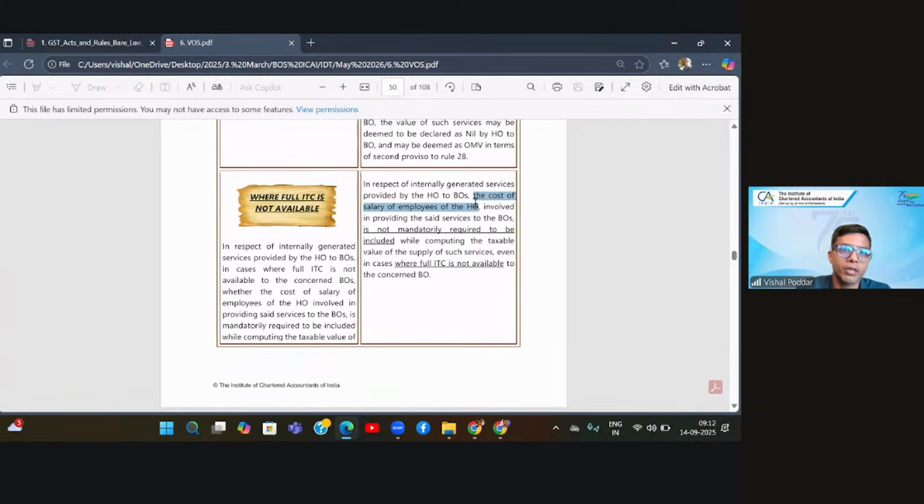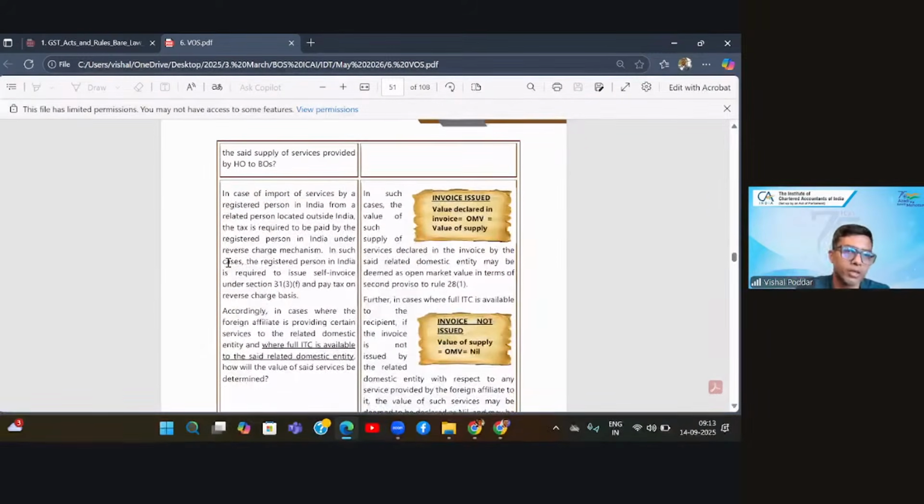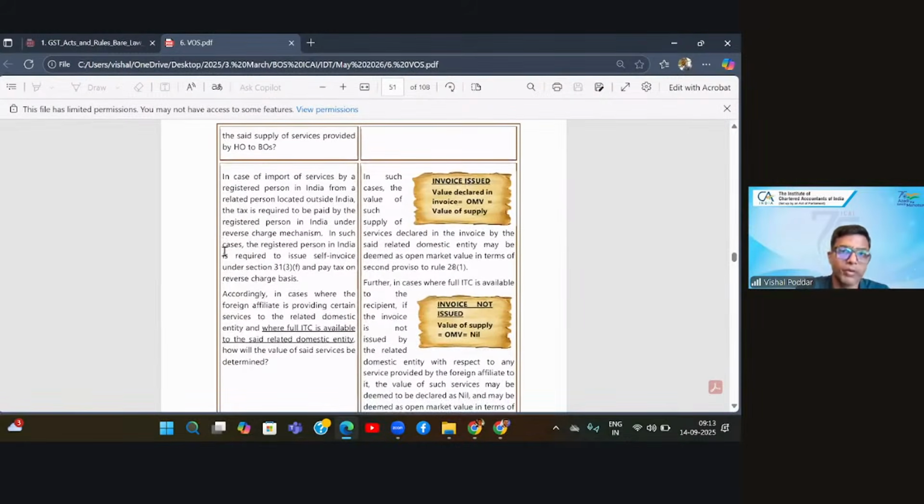However, in this, they have said that the cost of salary of employees of the head office involved in providing the said service is not required to be added. So my employee salary I may exclude. Excluding salary, all other costs which I am incurring, I will add up that cost, and 10% of that will be my charge to the branches. So this is how they have given this particular circular, where they are saying that depending upon whether my branches are eligible for full ITC or not, you have to take one of these routes.